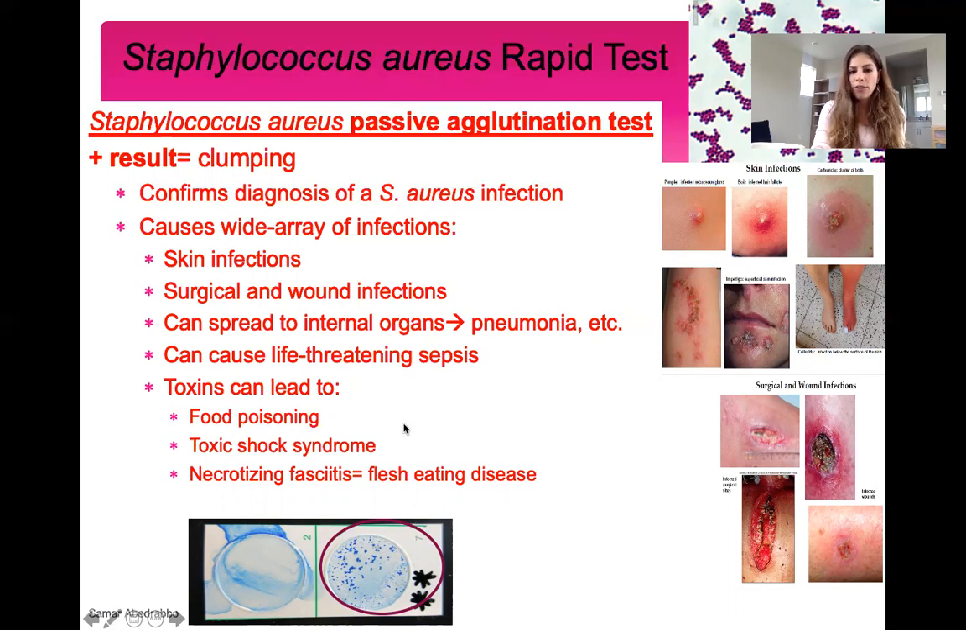They can cause life-threatening sepsis when they get in the blood. Staphylococcus aureus should not be in a person's blood. The toxins can lead to food poisoning, toxic shock syndrome, or flesh-eating disease. Again, you can easily do this test in lab, and the positive result of this passive agglutination test is agglutination, which is clumping.